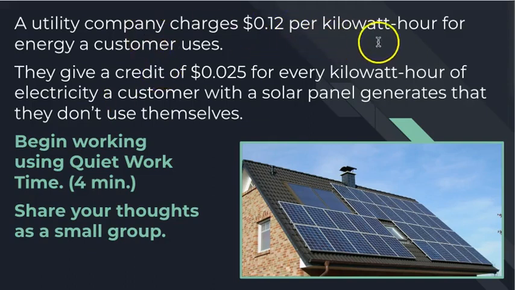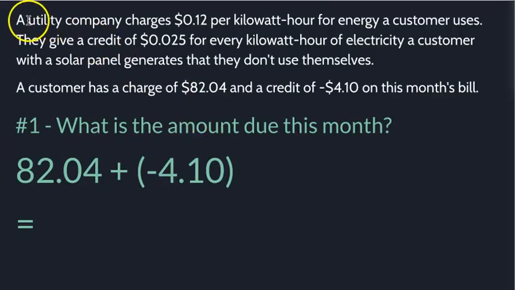So, a utility company charges 12 cents per kilowatt hour for energy a customer uses, and they give a credit of 25 thousandths, or 2.5 cents, or 0.025 dollars, for every kilowatt hour of electricity the customer generates and doesn't use themselves. So here, you've got a utility company that charges 12 cents, and all those things we just said.